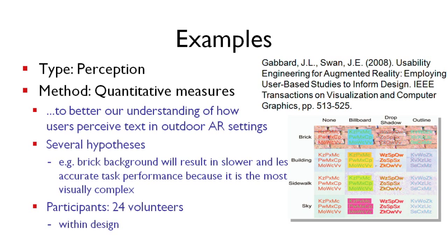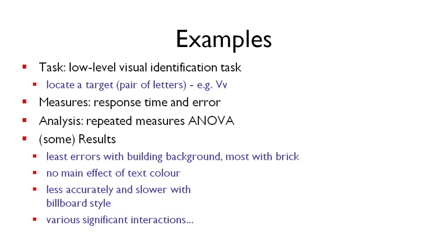They, in this case, recruited 24 participants. So the task, again, in terms of categorization, was low-level visual identification tasks, or perception-based task. The measurements are response time and error, your classics in terms of dependent variables. And they analyzed the data with a repeated measures analysis of variance. And we're going to talk about statistics in the next 2 lectures, then how to analyze the data.